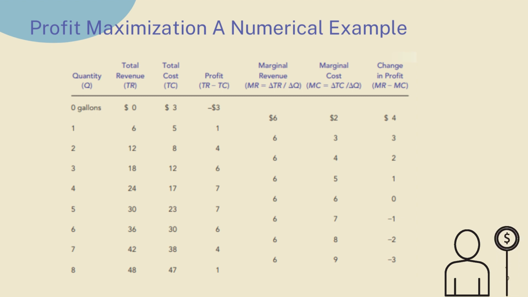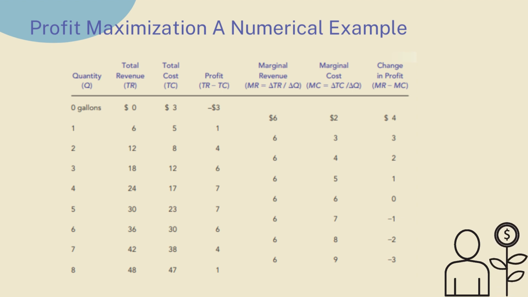The first gallon of milk the farm produces has a marginal revenue of $6 and a marginal cost of $2. Hence, producing that gallon increases profit by $4. The second gallon produced has a marginal revenue of $6 and a marginal cost of $3, so that gallon increases profit by $3. As long as marginal revenue exceeds marginal cost, increasing the quantity produced raises profit.